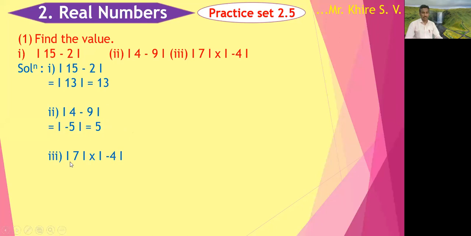Third example, mod of 7 into mod of minus 4. Mod of 7 means only 7, into mod of minus 4 is plus 4. 7 into 4, 7 4s are 28. Got it? This absolute value is always positive. Got it?